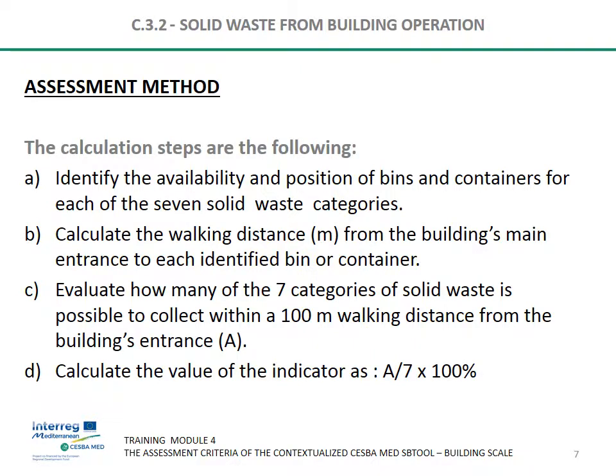So in this calculation we need to identify the availability and position of the bins for these 7 solid waste categories. We have to calculate the walking distance in meters from the building's main entrance to each of these containers, evaluate how many of these 7 categories are within 100-meter walking distance, and then we calculate the ratio as the number of those bins which are available within 100 walking distance divided by 7.